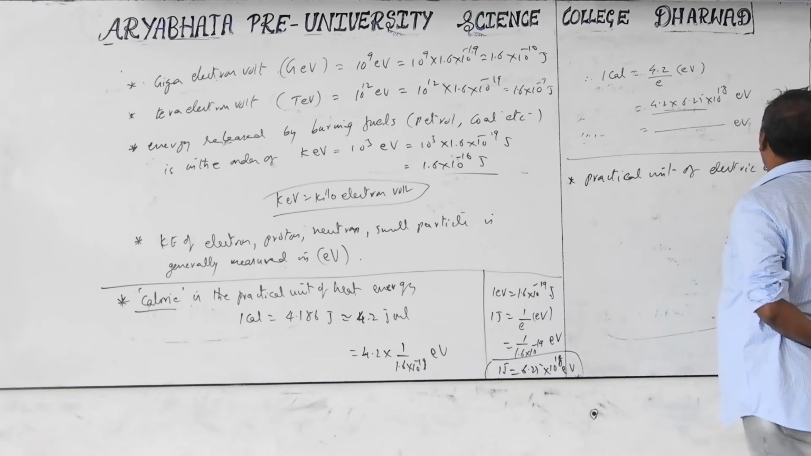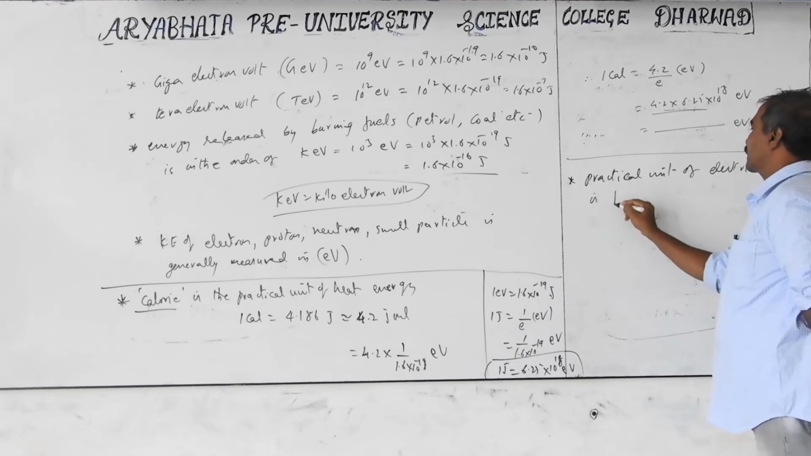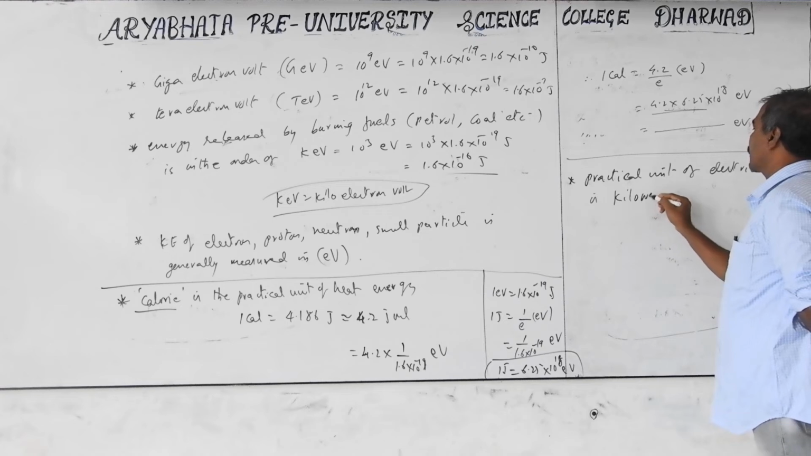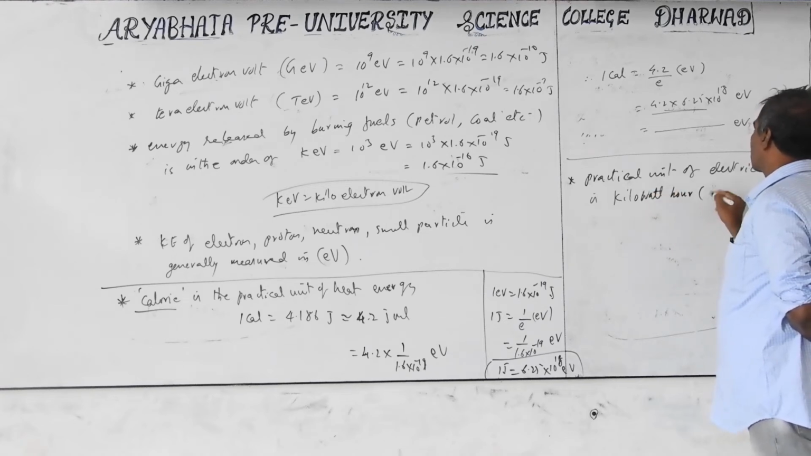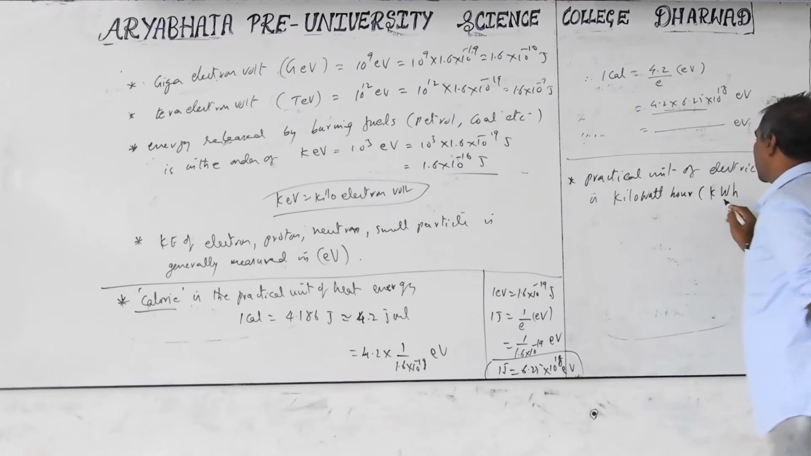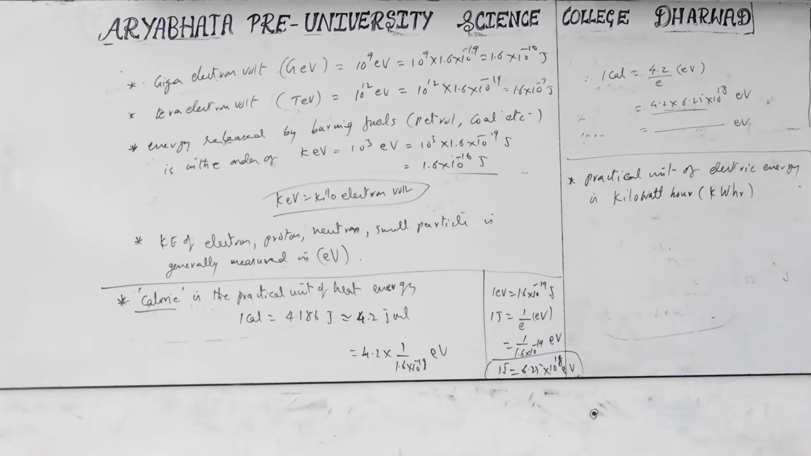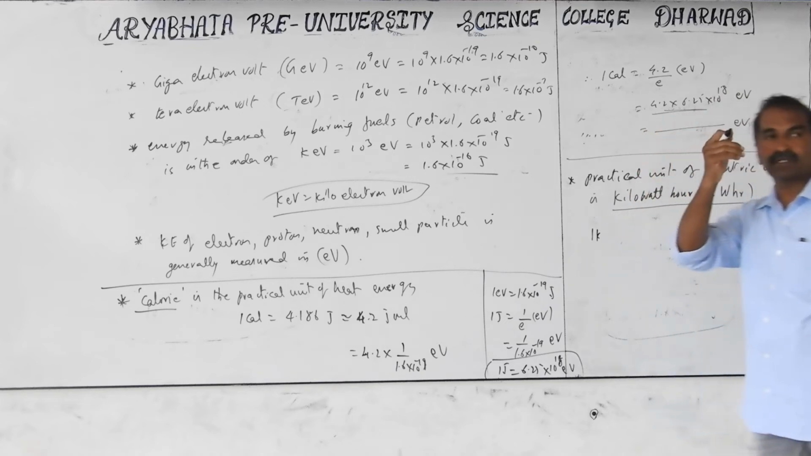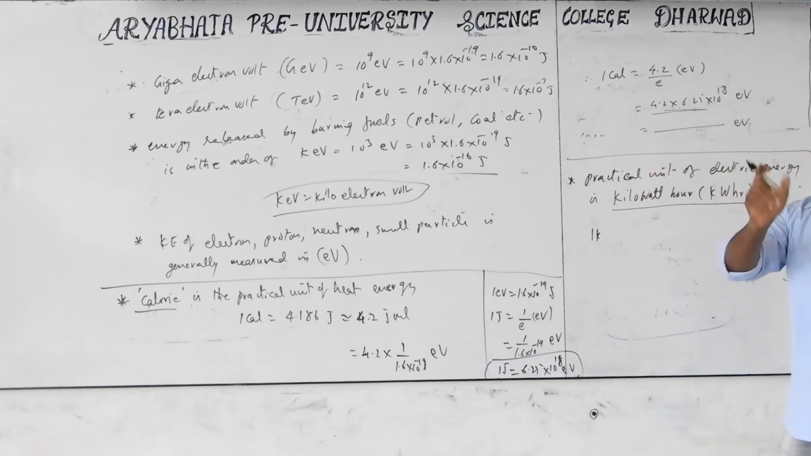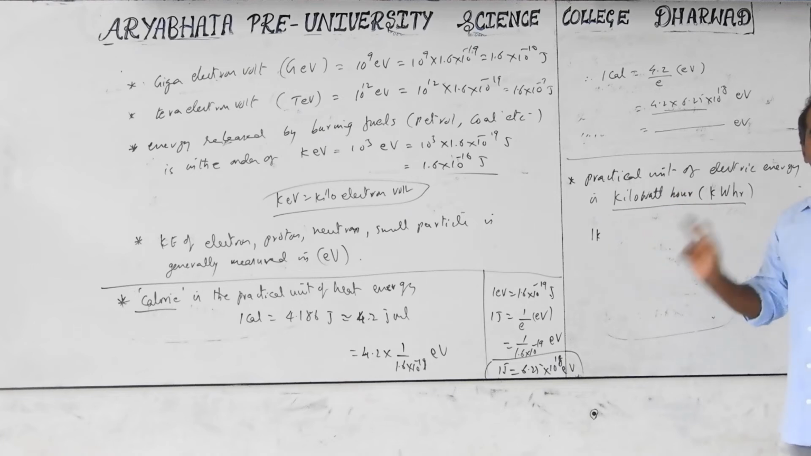Electrical energy is measured in kilowatt hours. Kilo means 10 to the power of 3. Watt means power. Power into time is nothing but energy in joules. 1 hour is converted into seconds. In the houses, they give the charges according to units. 1 unit equals 5 rupees, like that. 1 electrical unit means 1 kilowatt hour.